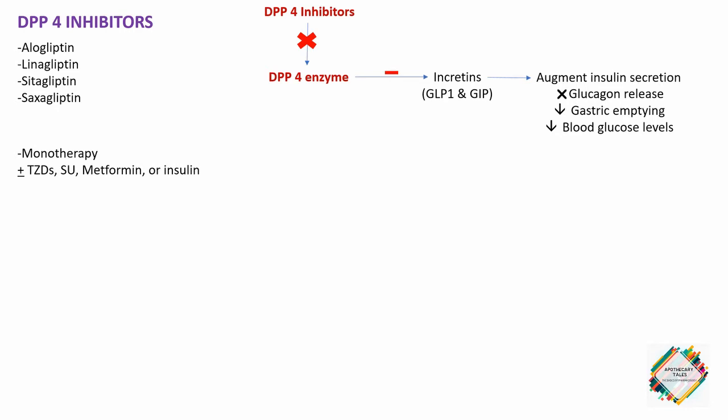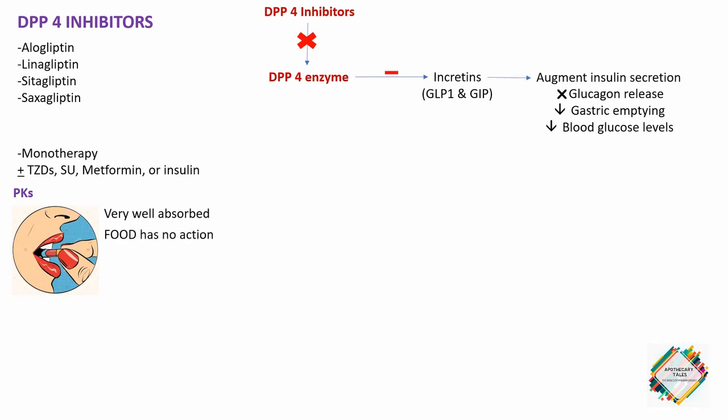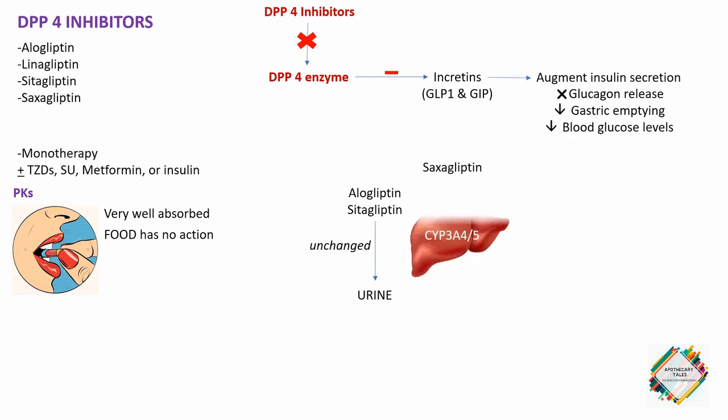Now talking about their pharmacokinetics, these drugs are very well absorbed after oral administration and food does not affect the extent of absorption. Alogliptin and sitagliptin are mostly excreted unchanged in the urine, and saxagliptin is metabolized via cytochrome P450 3A4/5 to an active metabolite. The primary route of elimination for saxagliptin and its metabolite is renal. Linagliptin is primarily eliminated via the enterohepatic system.